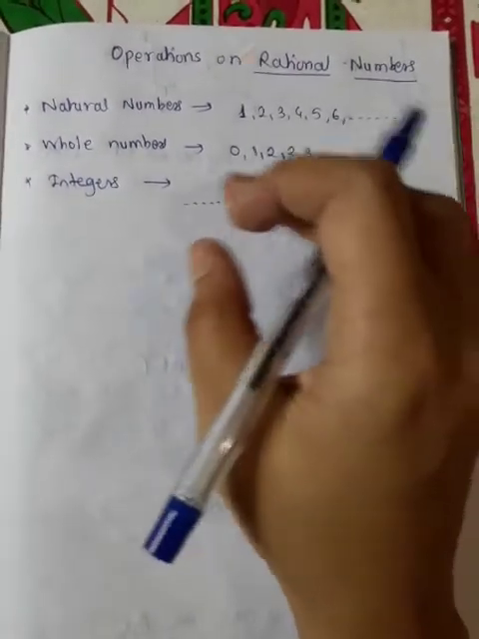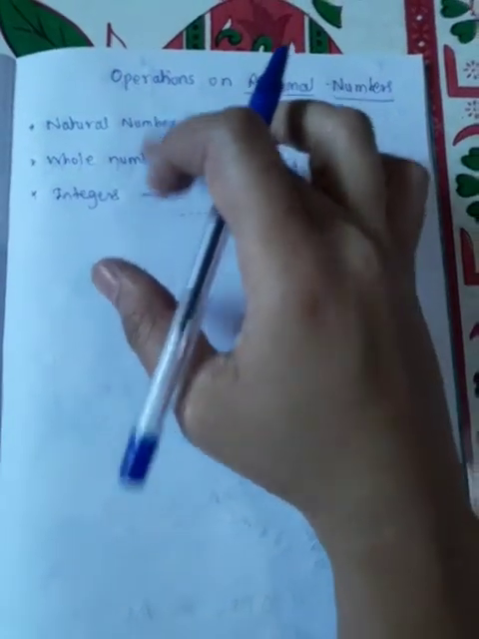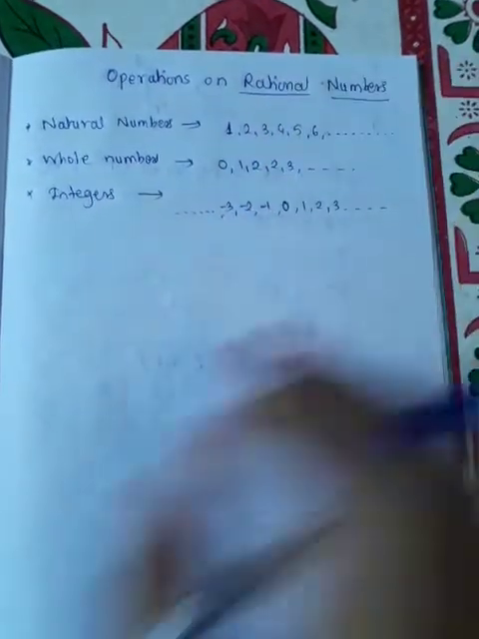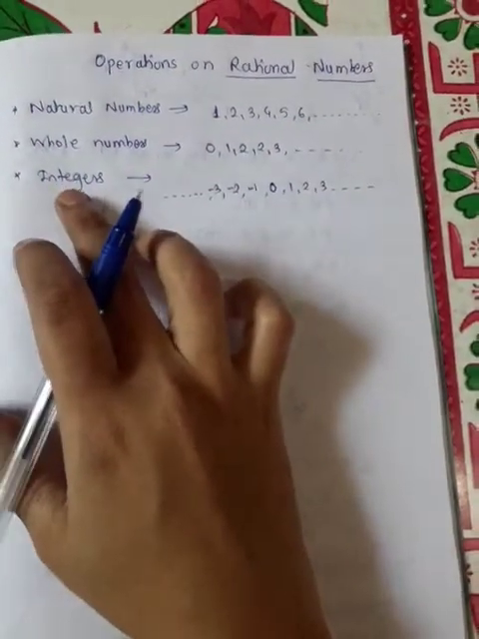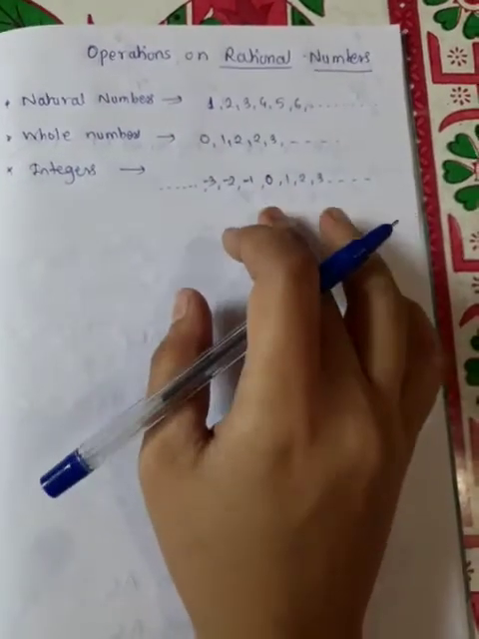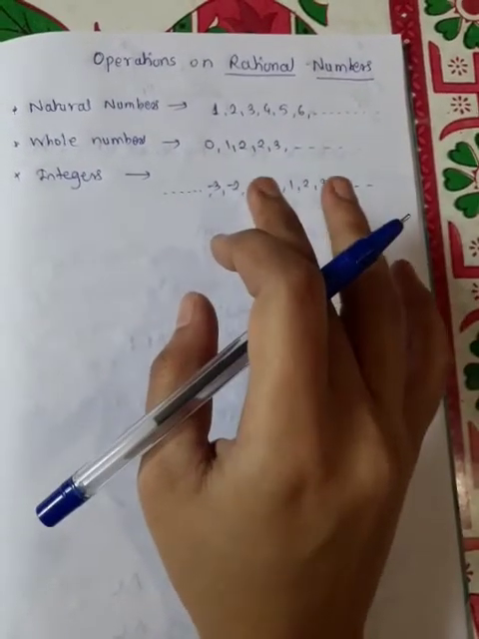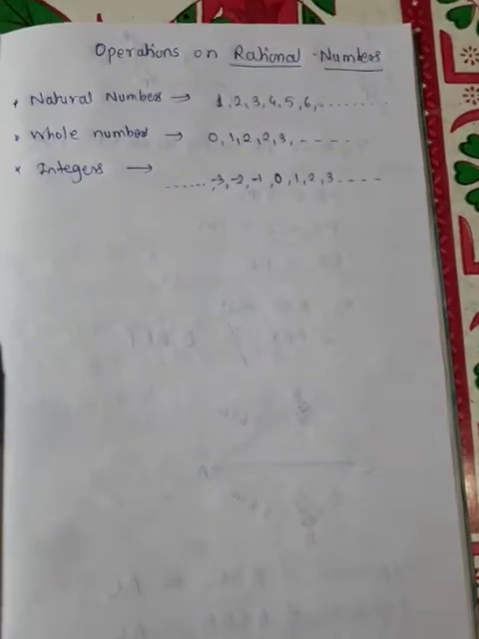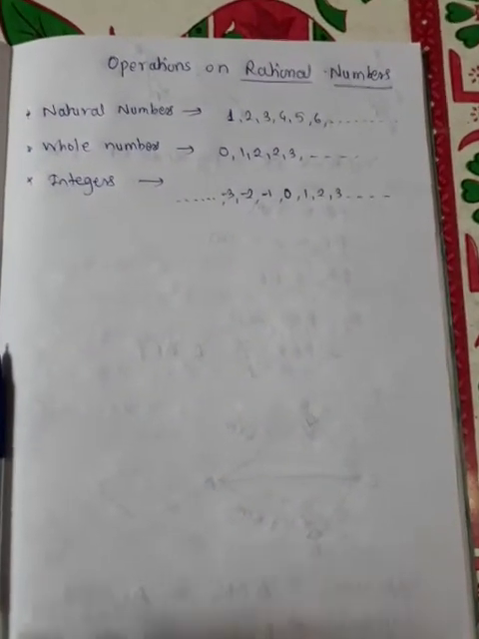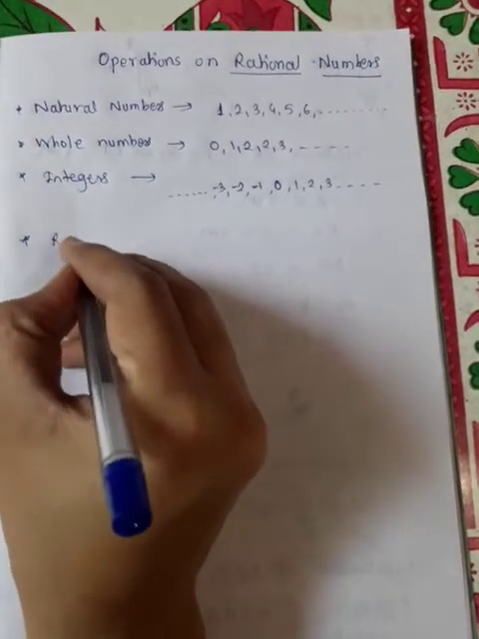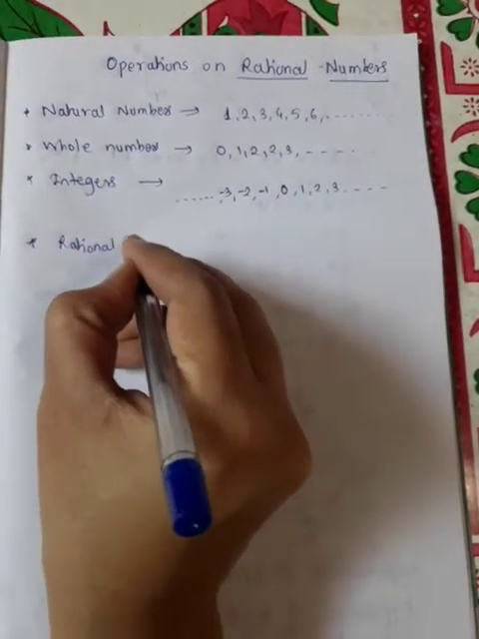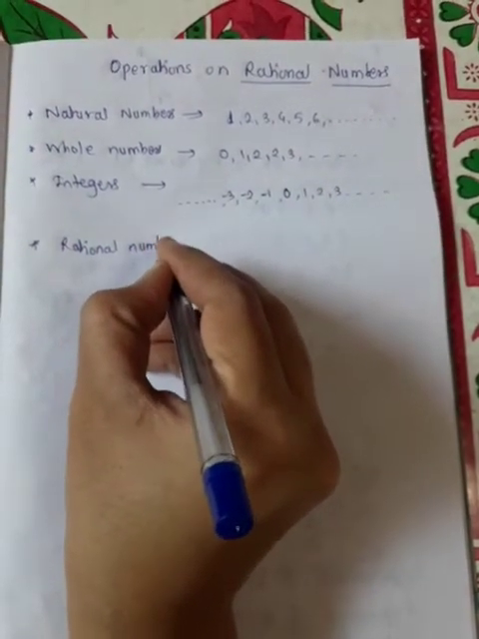So we have studied these types: natural numbers, whole numbers and integers, and we have done some operations on integers also: addition, subtraction, multiplication and division of integers. Now after the integers, the next type is rational numbers. So what are the rational numbers?